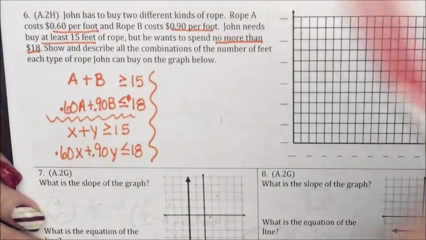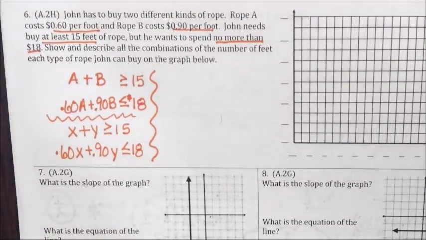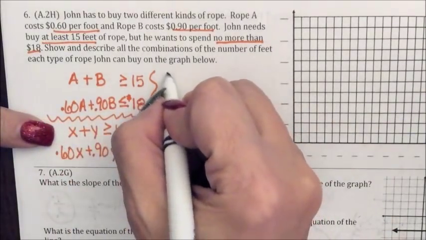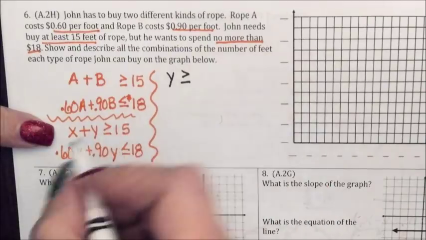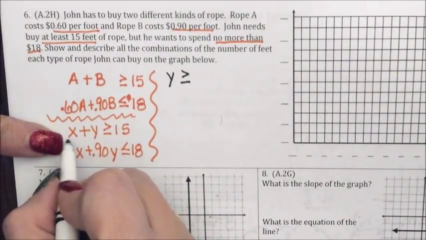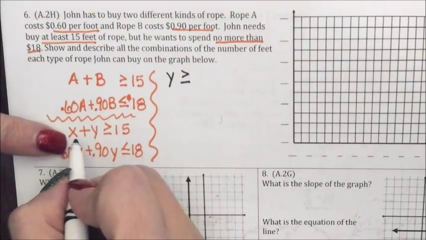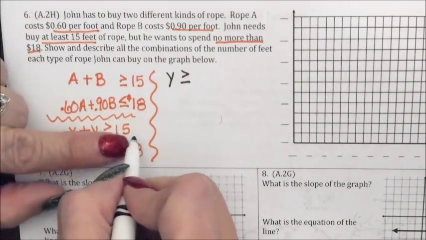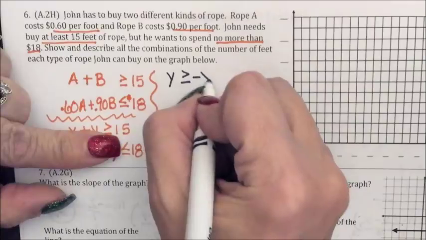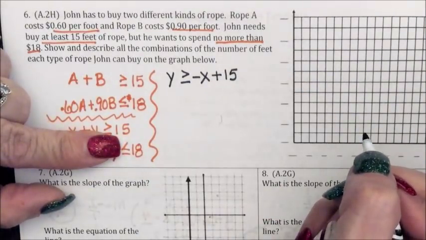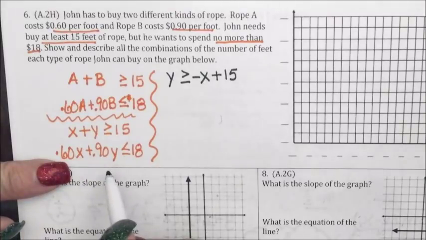Now, whenever we solve systems, remember the only way to solve a system with inequalities is by graphing. So I'm going to take this first one and get Y is greater than or equal to. I'm going to subtract X from both sides. When I subtract X, this will go away, and I'll have negative X plus 15. This one, I'm going to have to do a little more work on.